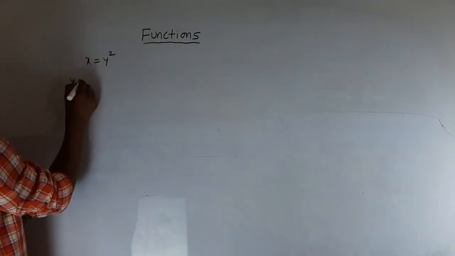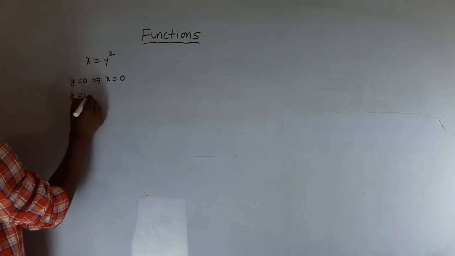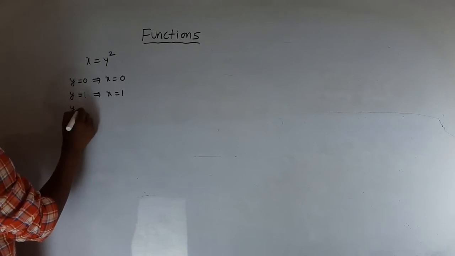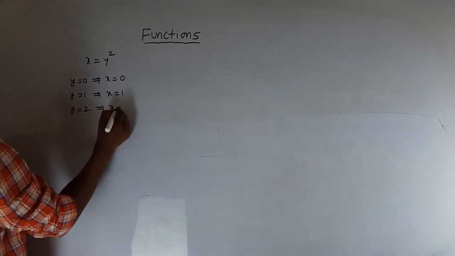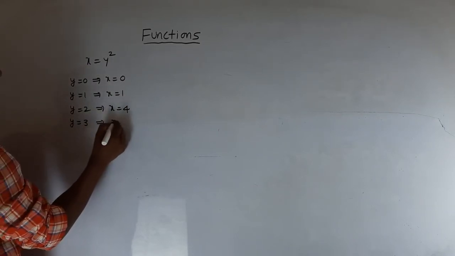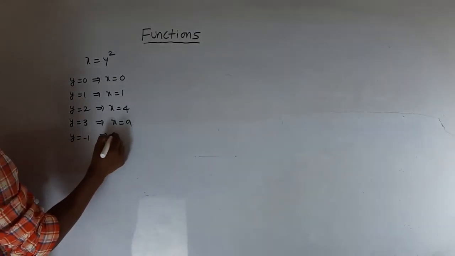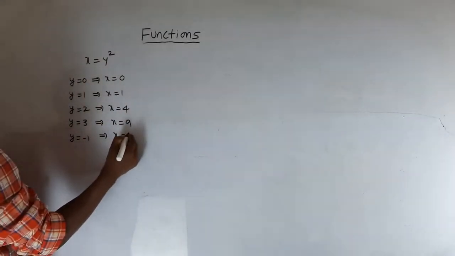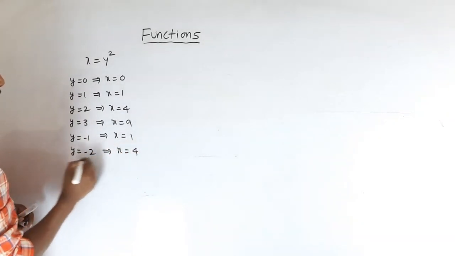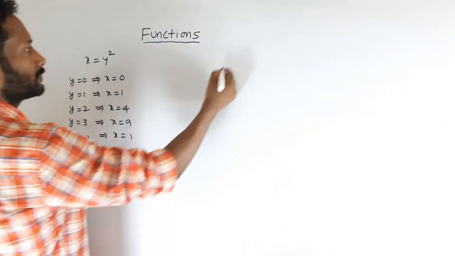Now y is 0, then x equals 0. Y is 1, now x equals 1. So y equals 2, now x is 2 square, 4. Y equals 3, now x is 9. So y equals minus 1, now x is minus 1 whole square. Y equals minus 2, now x is 4. Y equals minus 3, then x is 9.